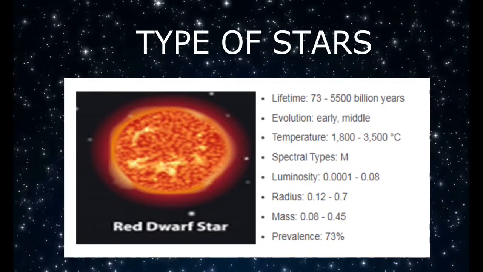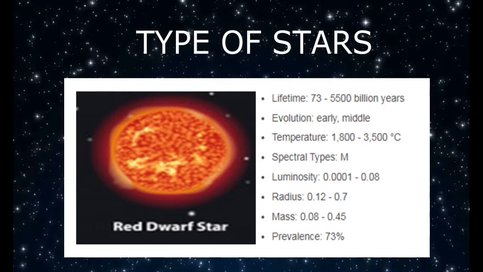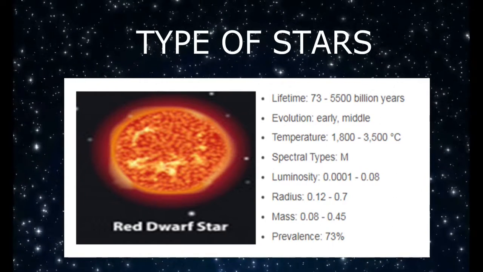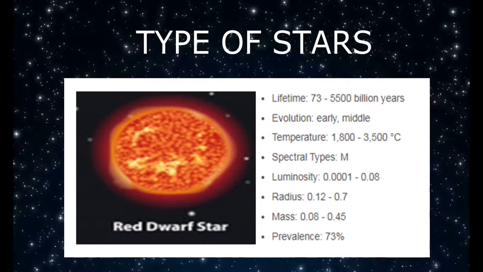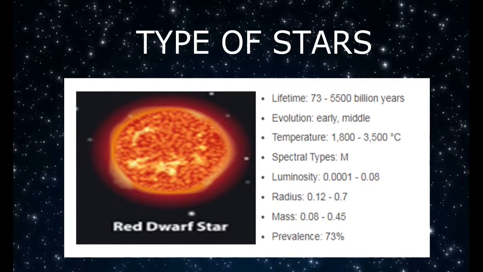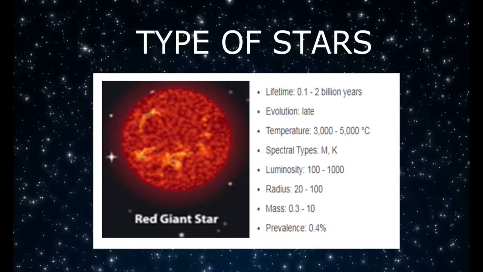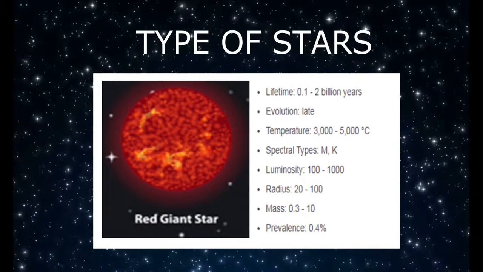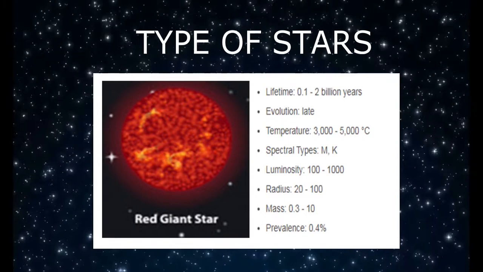Okay, so now let's discuss different types of stars. Red dwarf star. The lifetime of a red dwarf star is 73 through 5,500 billion years, and its temperature is 1,800 to 3,500 degrees Celsius. Red giant star. The lifetime of a red giant star is 0.1 to 2 billion years, and its temperature is 3,000 to 5,000 degrees Celsius.